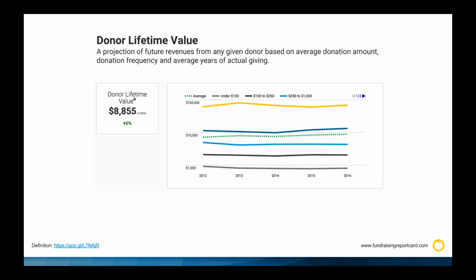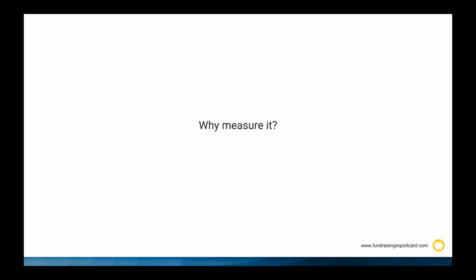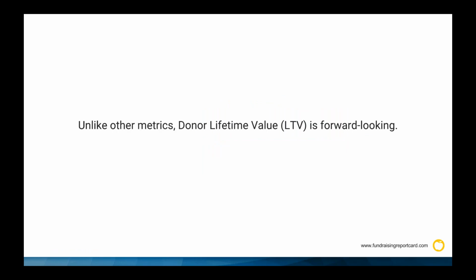So what you can see here is a little visualization that you get from Fundraising Report Card. It gives you your donor lifetime values, and then of course broken down by those segments. But let's dive in. What is donor lifetime value, and how can we get our hands on it within our organization? And then once we have our hands on it, what is it used for? Why are we measuring lifetime value? You'll also hear me refer to it as LTV.